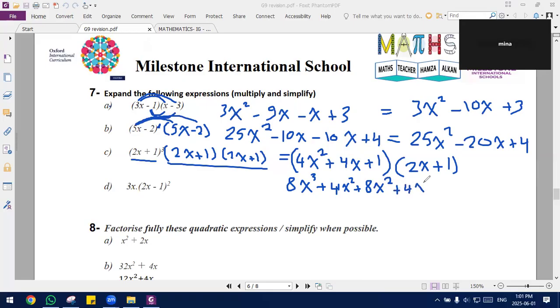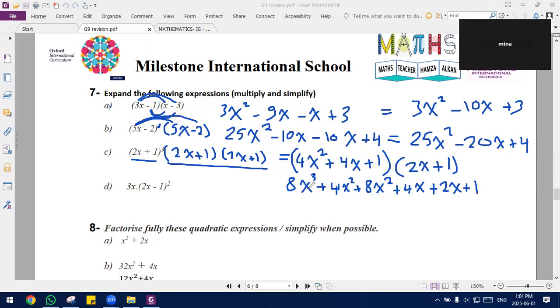Plus 4x. Okay. Now you need to multiply 1 by the bracket. 1 times 2x is 2x, so plus 2x. And then 1 times 1, which is 1, plus 1.